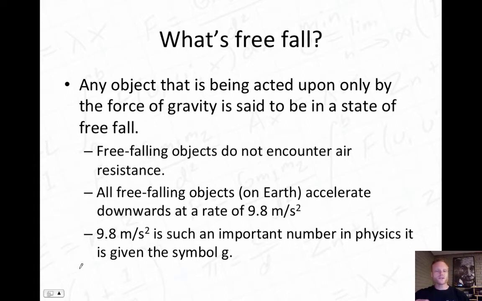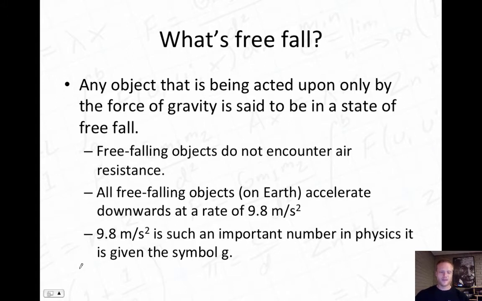Basically, the definition of free fall is any object that is being acted upon only by the force of gravity. Nothing else is pushing on it, pulling on it, doing anything to it. It's just being acted upon by the force of gravity. So an example would be if you ever thought about walking up to the top of the Empire State Building and dropping a penny off the top. Very illegal, but if you ever did do that, basically the only force acting on that penny would be the force of gravity.